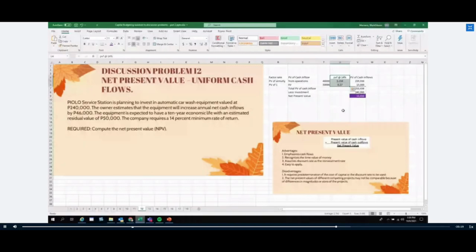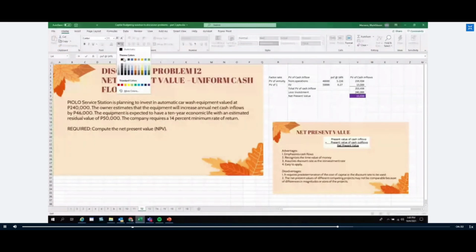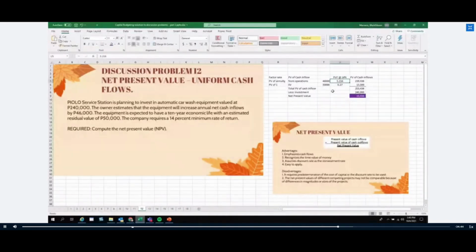Now, if it's just referring back to the table, meron tayo niyan. So, gaya nito, pag-usapan natin 'to. Ang minimum rate of return natin is 14%, no? So, kunin natin yung present value factor at 14%. So, that's 5.216 and 0.27. Pero saan ba nakuha yan? Saglit lang.